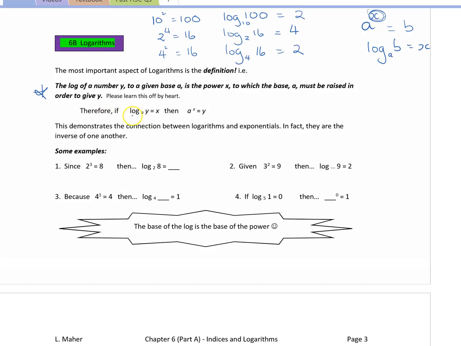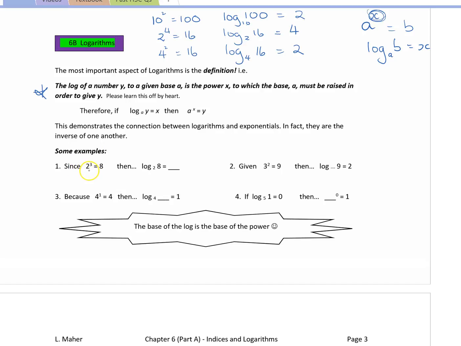So it says if you've got the log of this number y to this base a, and you get x, it then means that the base a, to the power x, will give you y. And like I said, it demonstrates the connection between logs and exponentials, or powers, exponents and powers. In fact, they are the inverse of one another. They're the opposite. They undo one another, like squaring and square root.